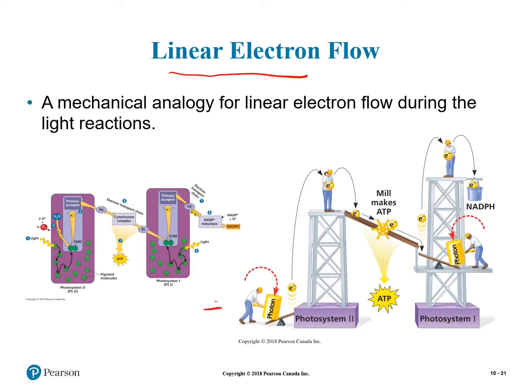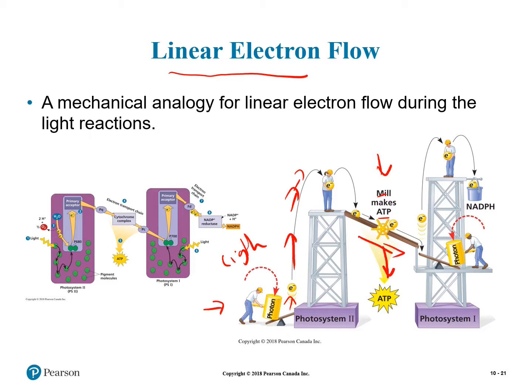So here in the beginning, you have this guy that allows the electron to increase in energy. You have the photons, so you have light here that allows you to increase the energy in these electrons, and later these electrons will flow through the electron transport chain, and they have this mill that makes ATP, the rotor, and this produces ATP.